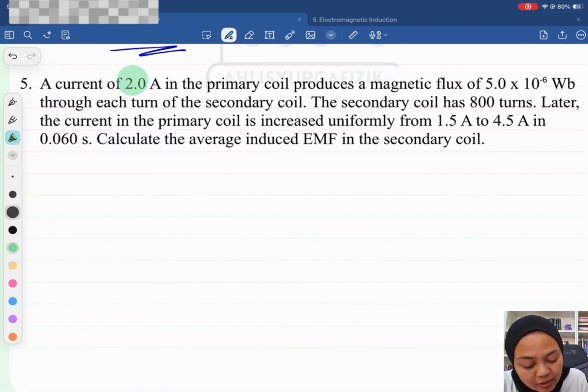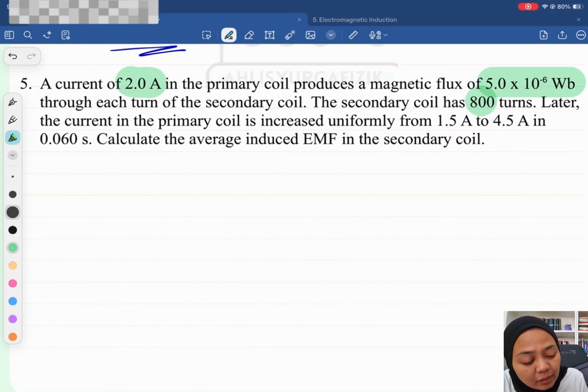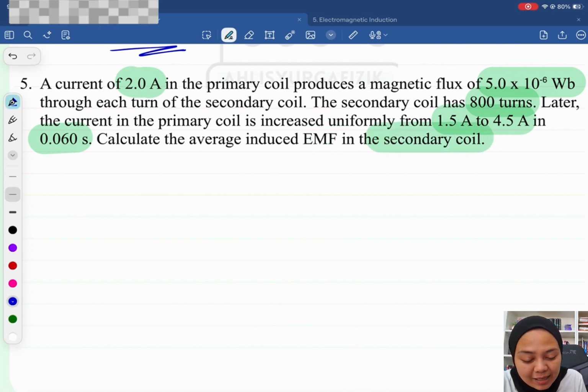And the last question. A current of 2 ampere in the primary coil produces a magnetic flux of 5 times 10 to the power of negative 6 Weber through each turn of the secondary coil. The secondary coil has 800 turns. Later, the current in the primary coil is increased uniformly from 1.5 ampere to 4.5 ampere in 0.06 seconds. Calculate the average induced EMF in the secondary coil. Wow, this is very lengthy.